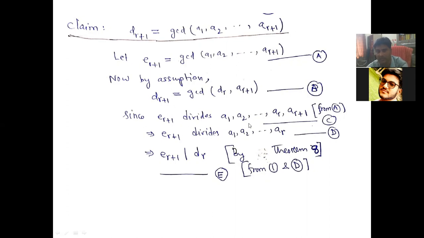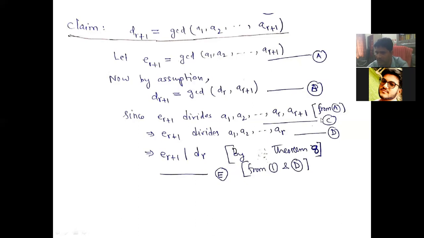Since Er+1 divides this, we take Er+1 as the GCD of A1, A2, ..., Ar+1. So Er+1 divides A1, A2, ..., Ar+1. GCD means it is also a common divisor. So Er+1 divides A1, A2, ..., Ar up to Ar+1, so we can take it up to Ar.